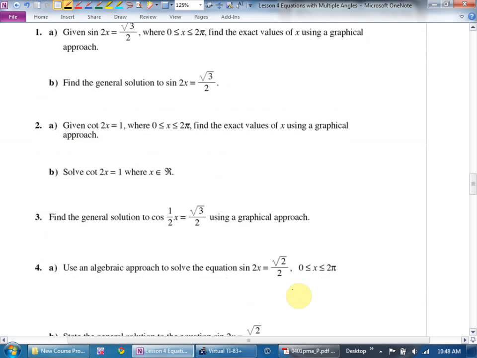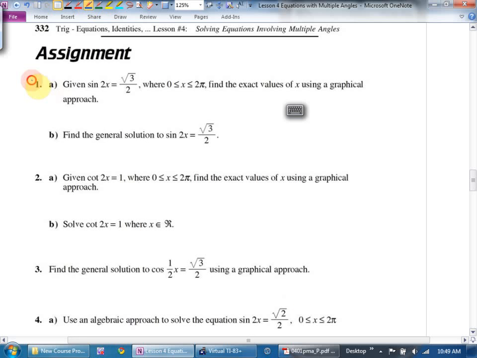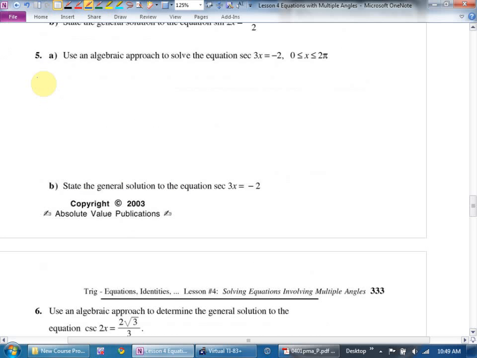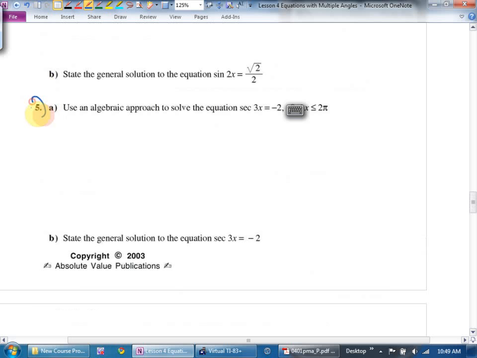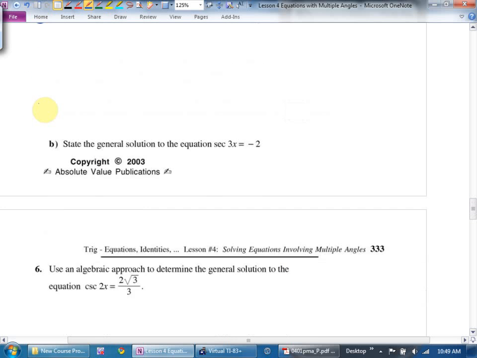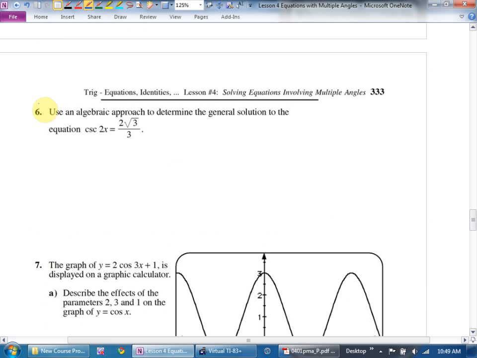Number one, but instead of using a graphical approach, use an algebraic approach. Number five, use an algebraic approach. Ooh, secant, yes, secant. Now, I'm going to assign number six, but instead of 2 root 3 over 3, this is really 2 over root 3. It's the 1, 2, root 3 triangle. They rationalize the denominator. Okay?